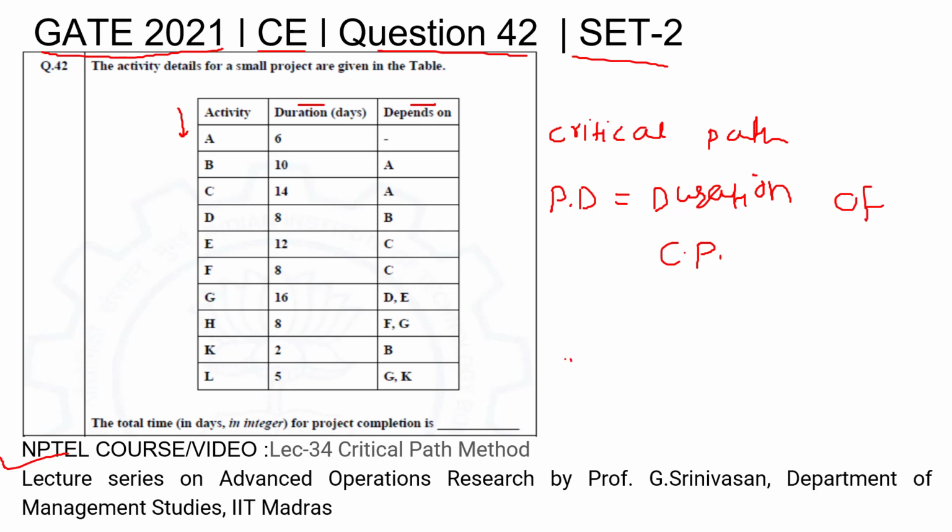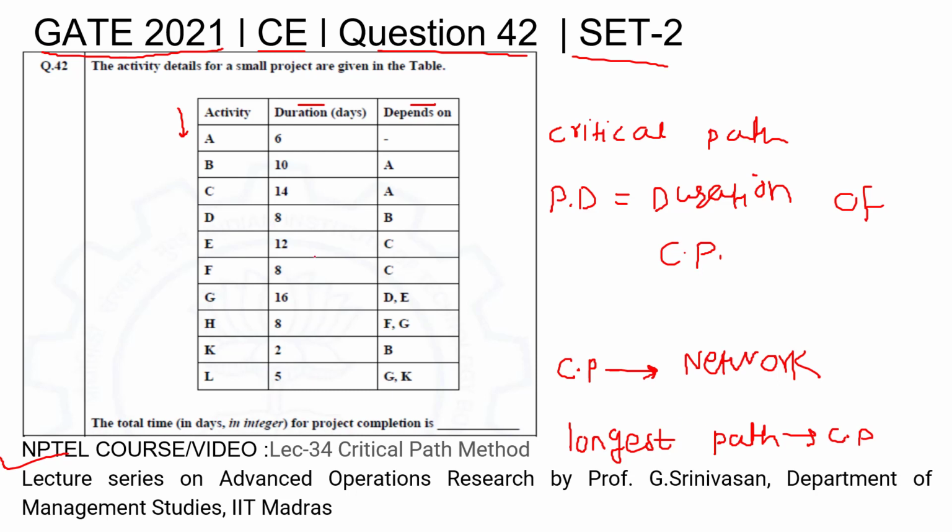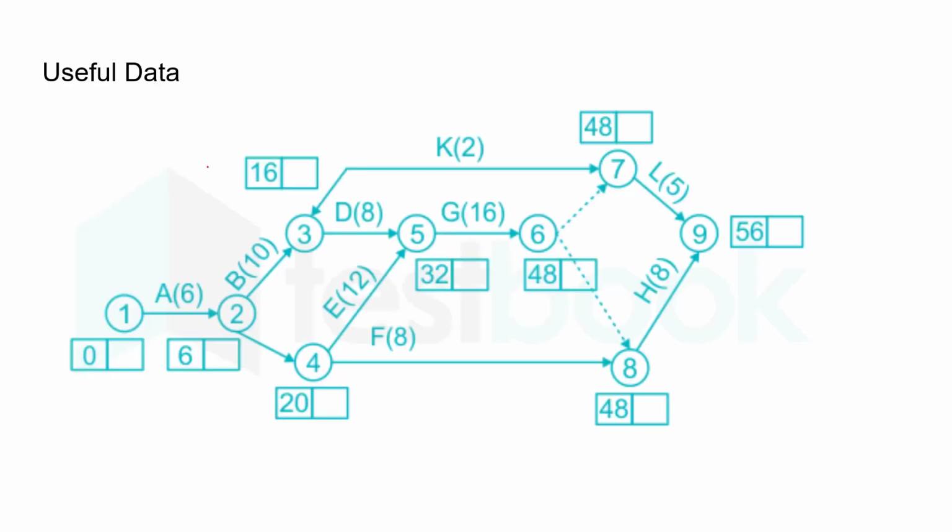So in order to find the critical path, you'll have to draw the network. In that network you have to find out the longest path, which will be the critical path. So let's draw the network based on these activities, duration, and dependence. So the network of this table will come out to be this. So this is the network. Using this network, we have to find out the critical path, and that is the project duration.